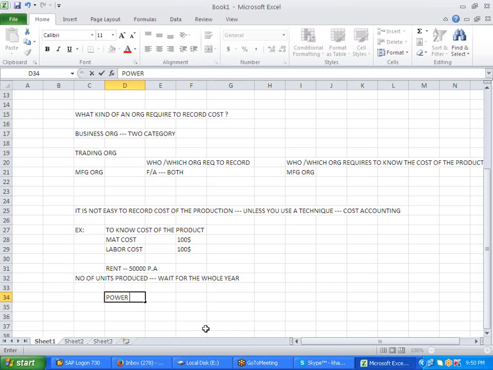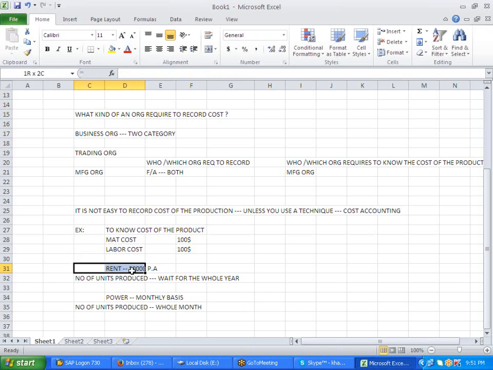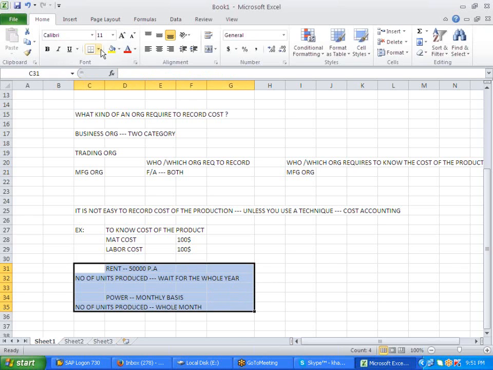Similarly, take another example: power. The power bill you get on a monthly basis, right? You get it monthly, but we are not sure how much power we are going to consume. This power cost also has to be allocated to this product. Do you think I have to wait for the whole month to know the number of units produced in order to allocate the cost? So how should I allocate the cost for such kinds of expenses?